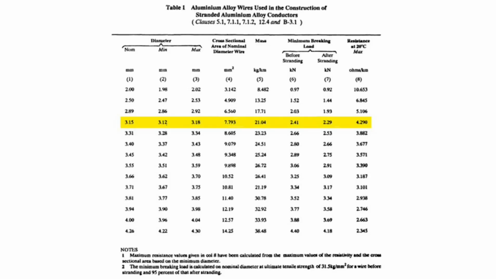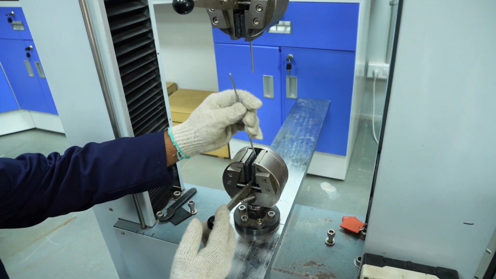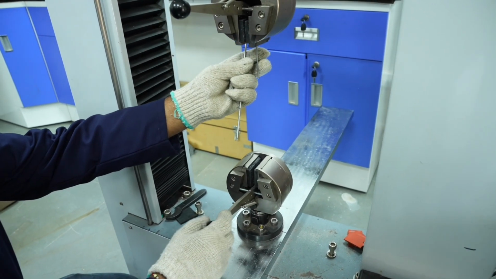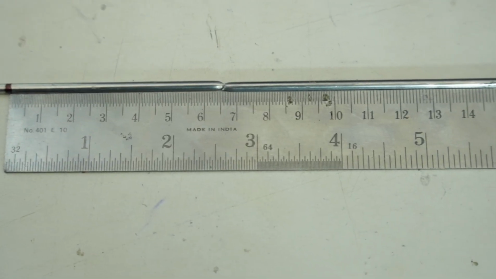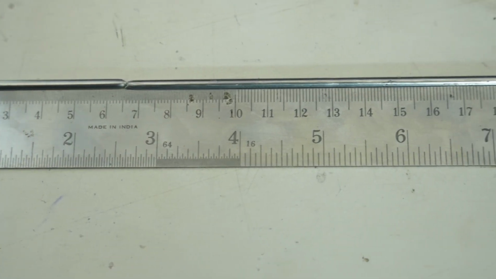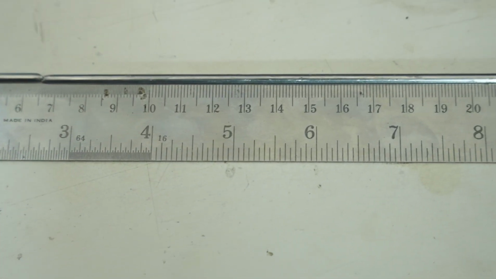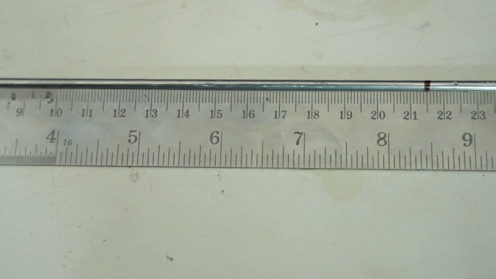The breaking load obtained should be equal to or greater than the minimum value specified in table 1 of IS 398 Part 4, which is displayed on screen. After breakage, the sample should be removed from the jaws of UTM and placed on a flat surface. Join the broken ends of the specimen together and measure the final gauge length using a steel scale.